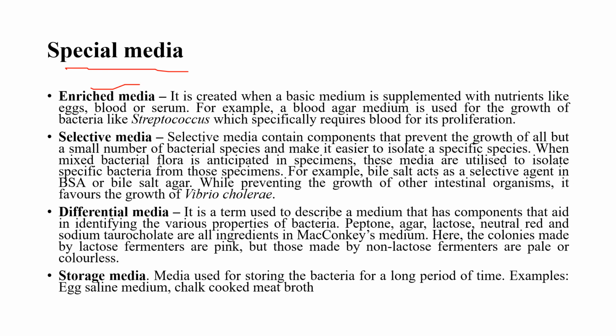Then come to the selective media. Selective media are those which contain some type of nutrient which will inhibit the growth of non-required microorganisms, but elevate the growth of the required microorganism. For example, bile salt agar. Bile salt acts as a selective agent that will prevent the growth of other intestinal microorganisms and favors the growth of Vibrio cholerae only.